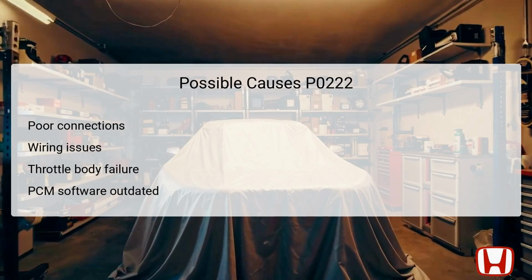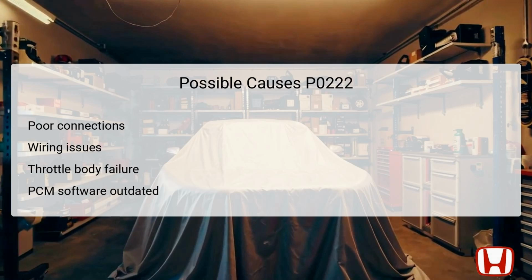There are several possible causes for the DTC P0222 error code. Firstly, poor connections or loose terminals can lead to interrupted signals between the throttle body and the PCM, causing erroneous voltage readings. Secondly, there could be physical damage or shorts in the wiring harness leading to the TP sensor B.